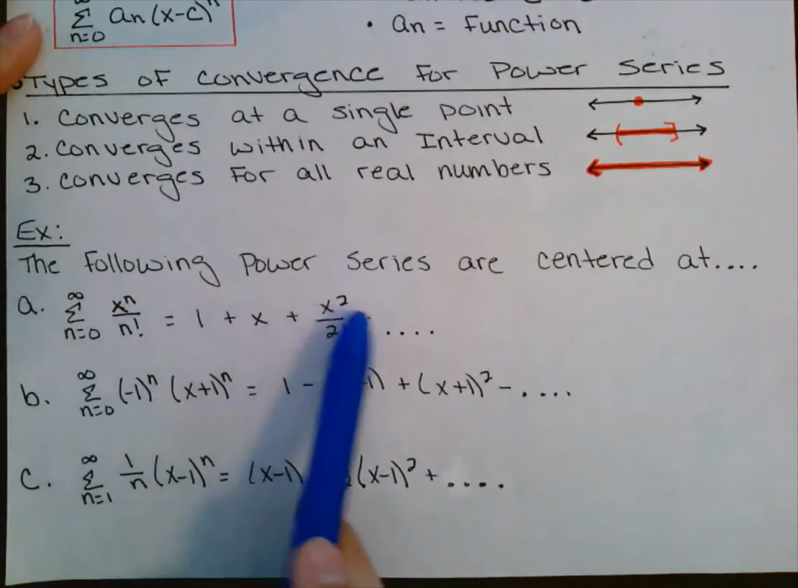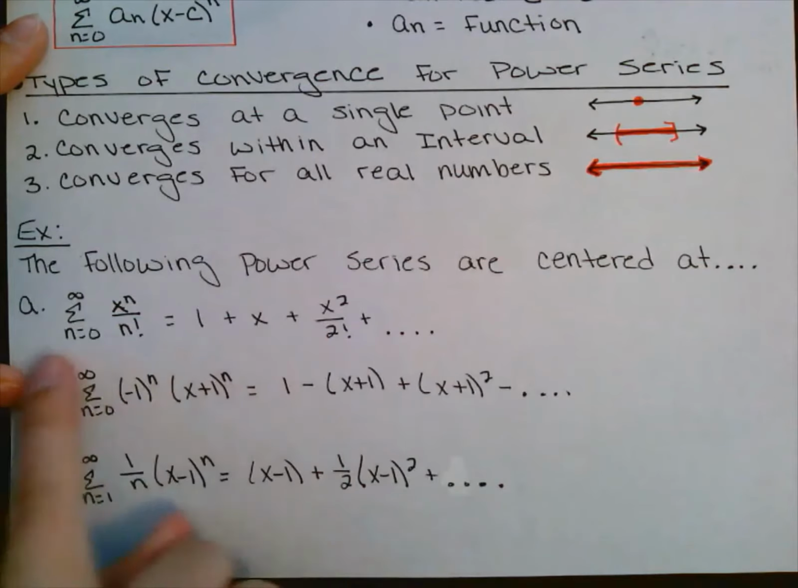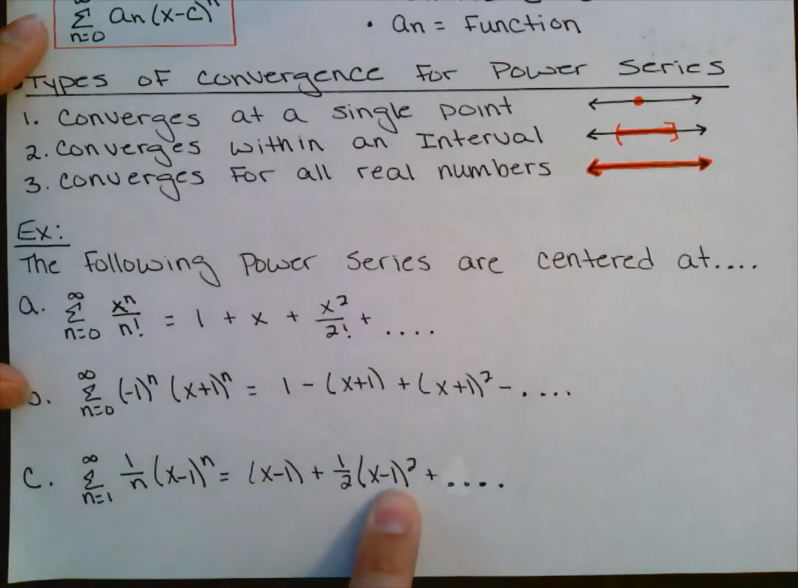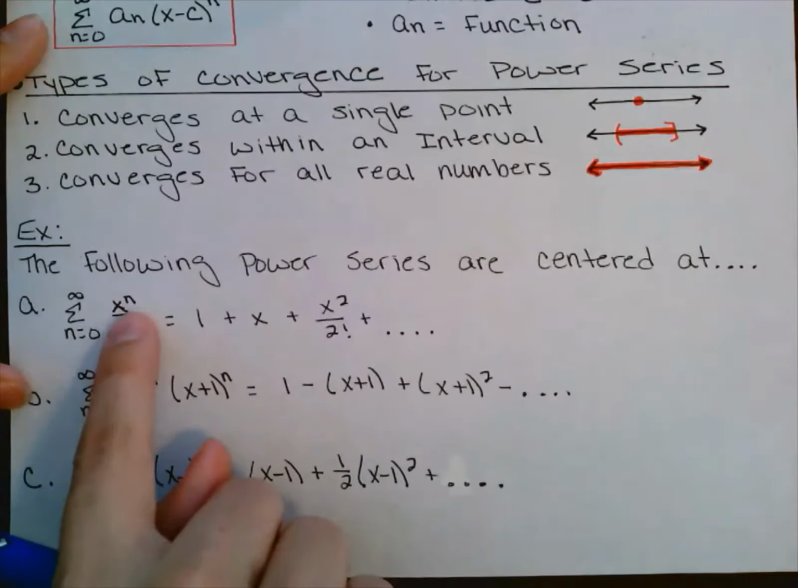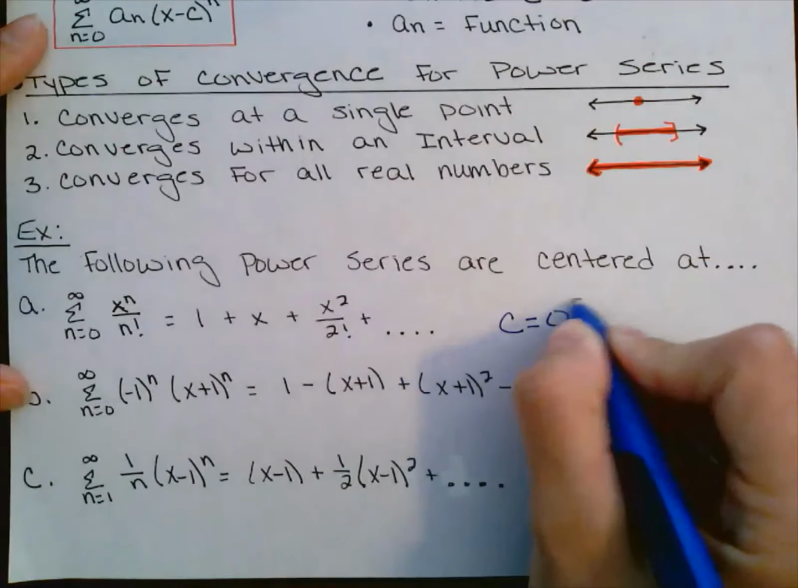The following power series are centered at blank. So here they are as their nth term, written as the infinite series, and then here they are with several terms. So look here, and look here, and take a minute if you can tell me where they are centered at, okay? Well, this first one, I don't see an x minus a number, so I can assume that my c is 0. It's centered at 0.